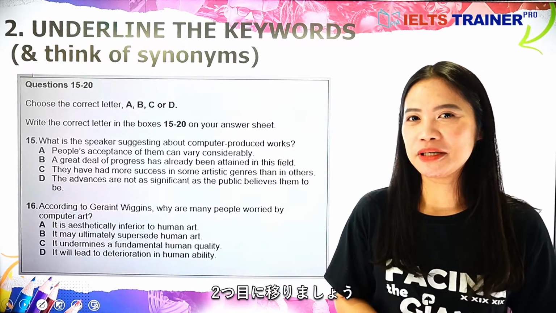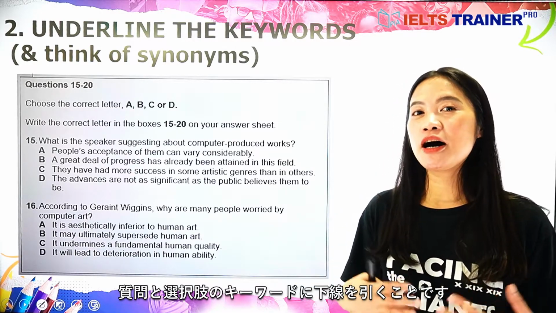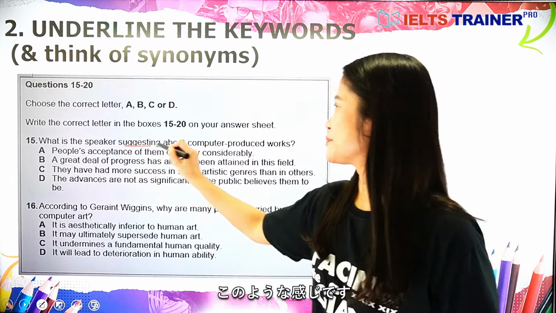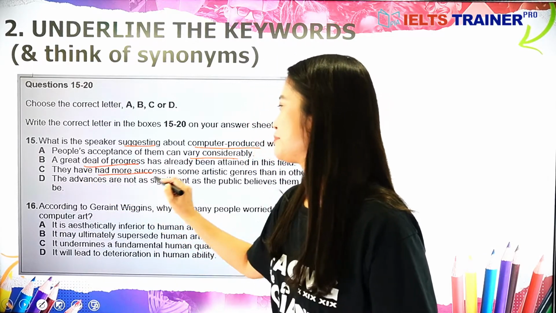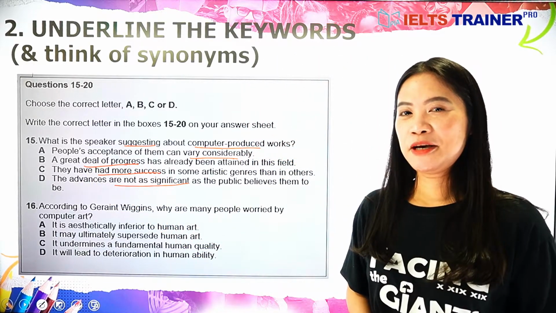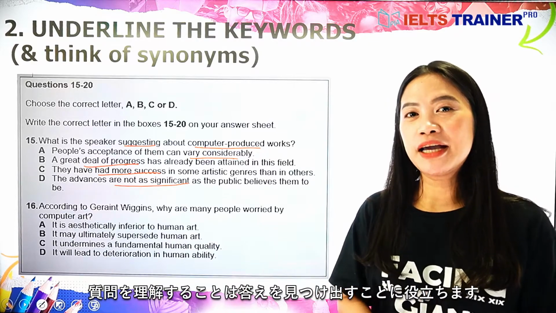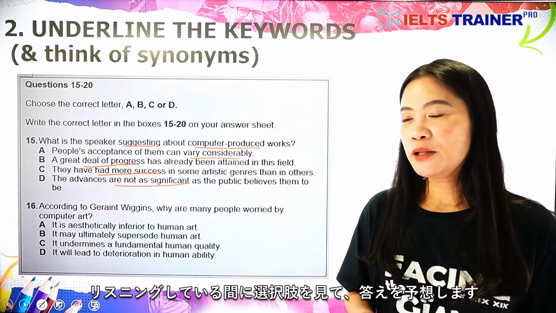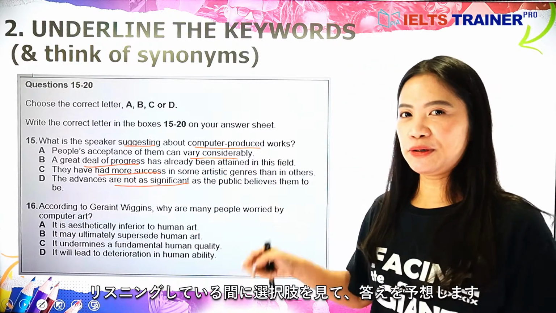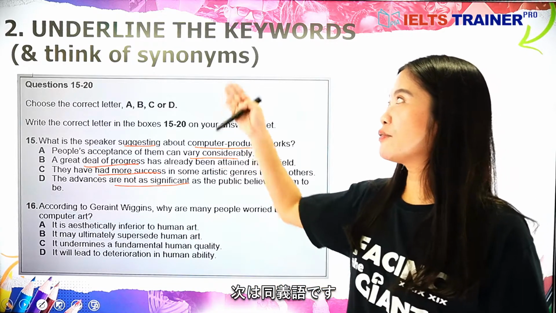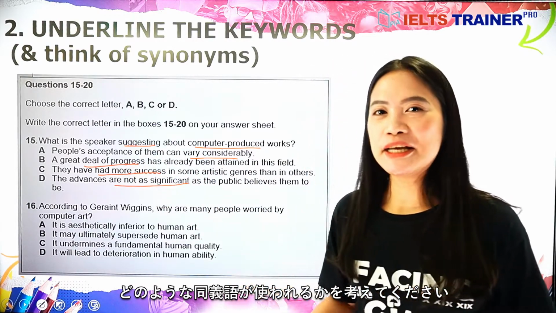Moving on to the next one. Underline the keywords in the question and each option like this. But as a priority, focus on the questions. They will help you find the answers. Then look at the options too and expect to hear all answer choices in the recording. Then think of synonyms. Think about how these words can be said in a different way.